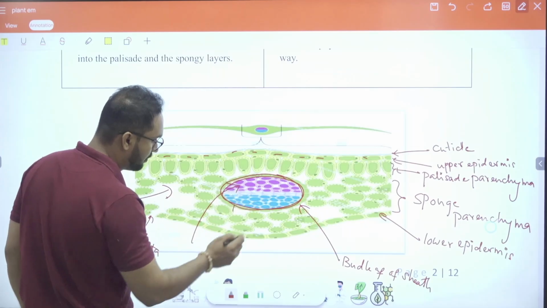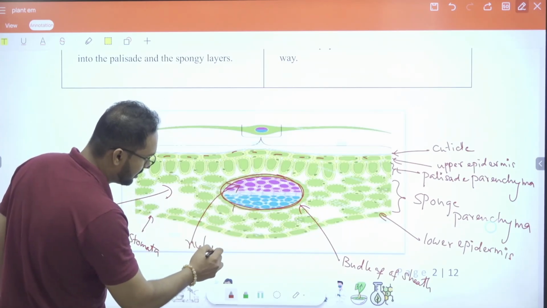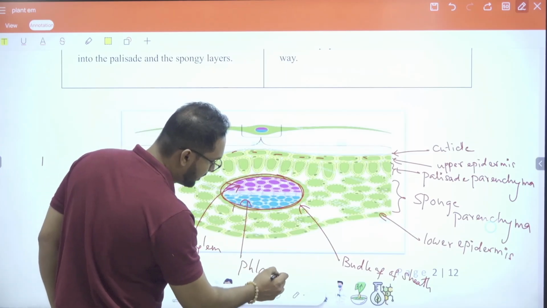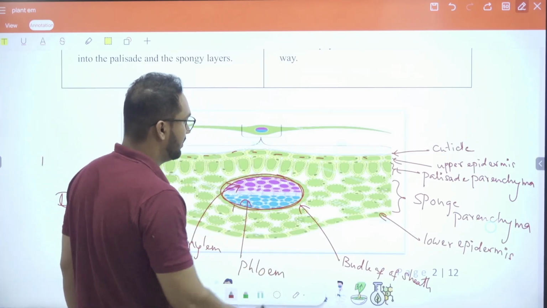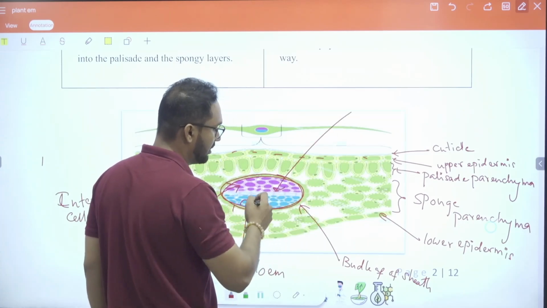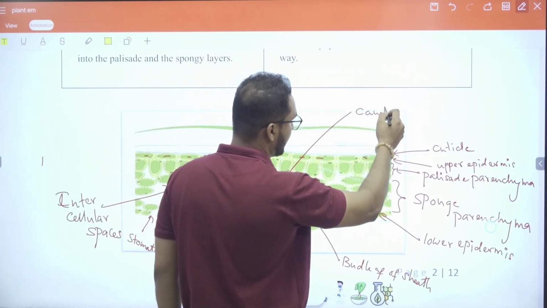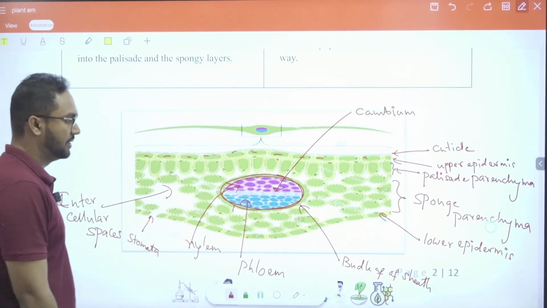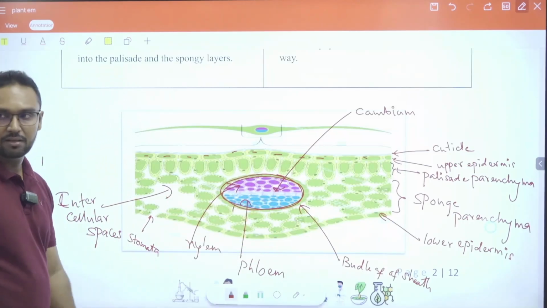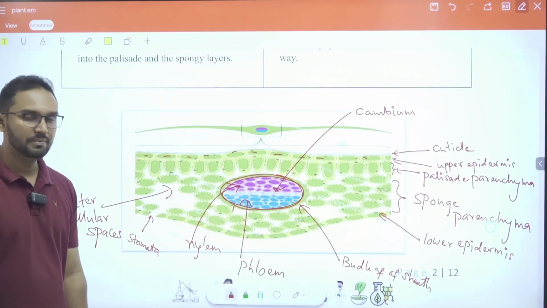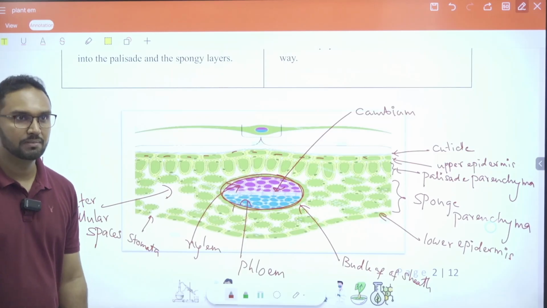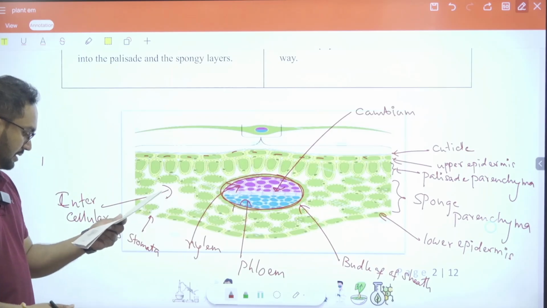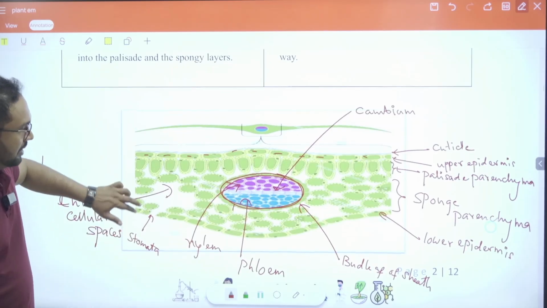So if I take the top part as the xylem, the bottom part becomes the phloem, right? And what is the very middle part? That is the cambium, right? Which produces the xylem and the phloem. And it is one of the meristematic tissues. Meristematic means it produces new cells, right? So that's all you are supposed to know and label.